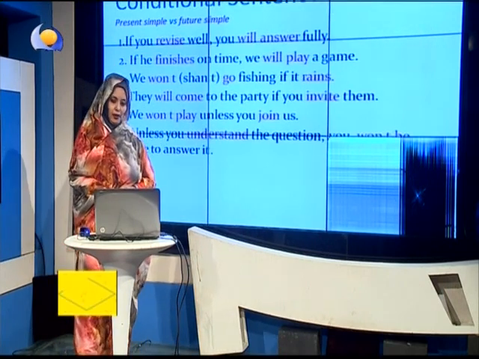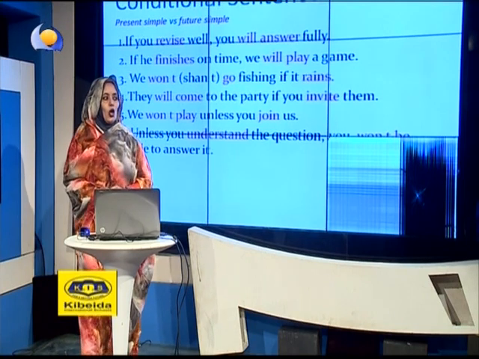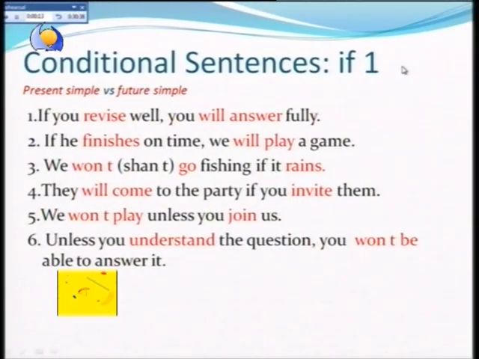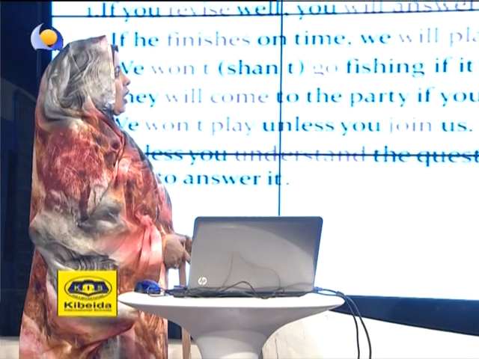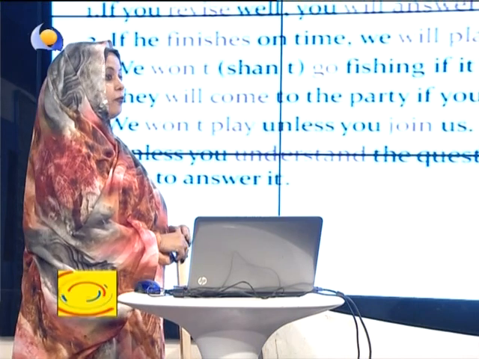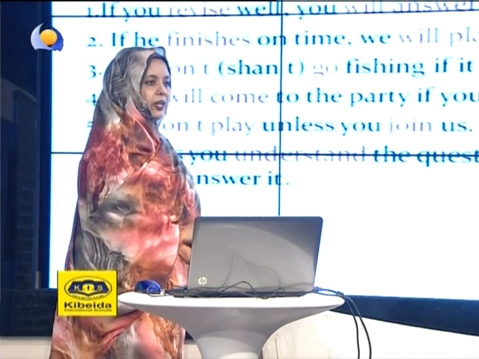Now we start another part. Conditional sentences. On condition that something happens, something else will take place. That's why they are called conditional sentences. And we refer to them as if one and if two sentences at your level. There are 4 types of conditional sentences. We have if 0, if 1, if 2, and if 3. You are asked to know well and to be familiar with if 1 and if 2. What do we use each one for?